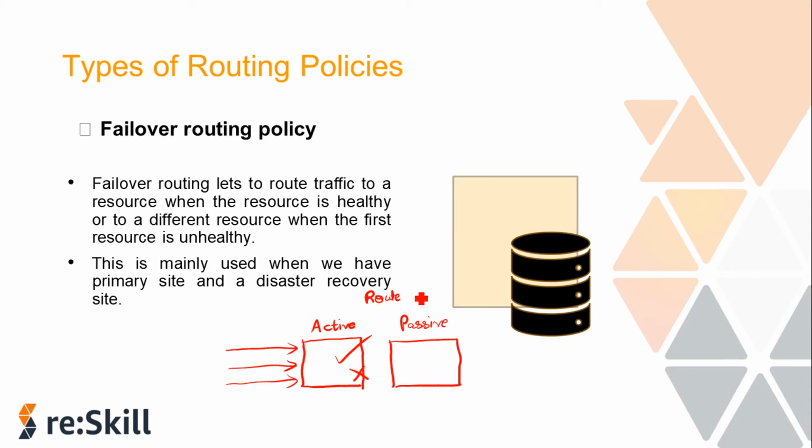Route 53 earlier was routing all the requests to the active server, but now no request will be sent to the active server. Instead, it will be sent to the passive server. All the requests that are coming from the users will be routed to the passive server. So this is how the failover routing policy works. Let's see on the console how we configure the failover routing policy.